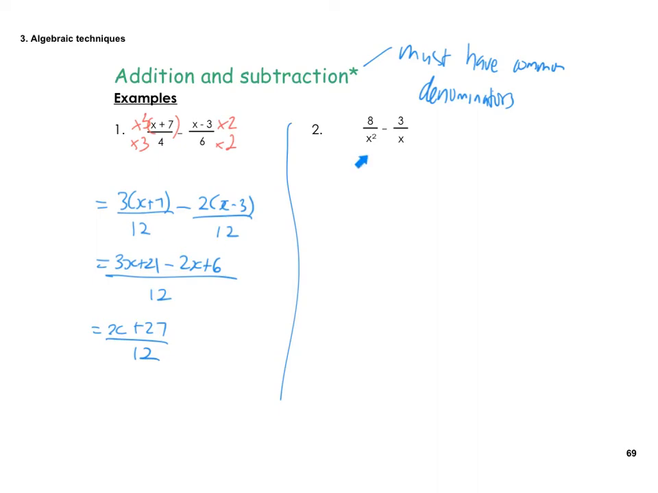We have an x squared and an x, so let's times the second one by x, so they're both x squared. 8 on x squared minus 3x on x squared, that's just going to be 8 minus 3x on x squared. Also remember, when getting common denominators, you must times the top and the bottom, not just the bottom, otherwise you've changed the fraction. So every time, top and bottom. And also the first question, remember, when you're timesing two things by one thing, you're creating brackets as well.